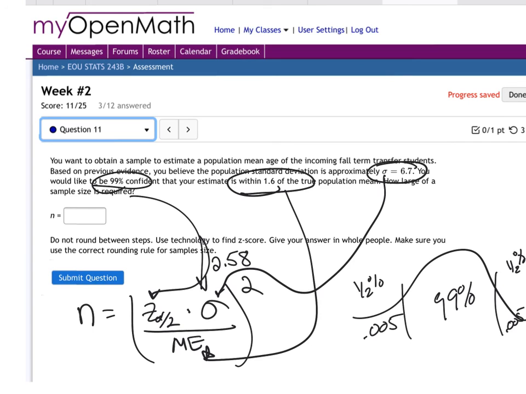Plug it into Excel or your calculator and do that calculation. Don't forget to square it, and don't forget to use parentheses around both the top of your numerator and around the whole thing before you square it.